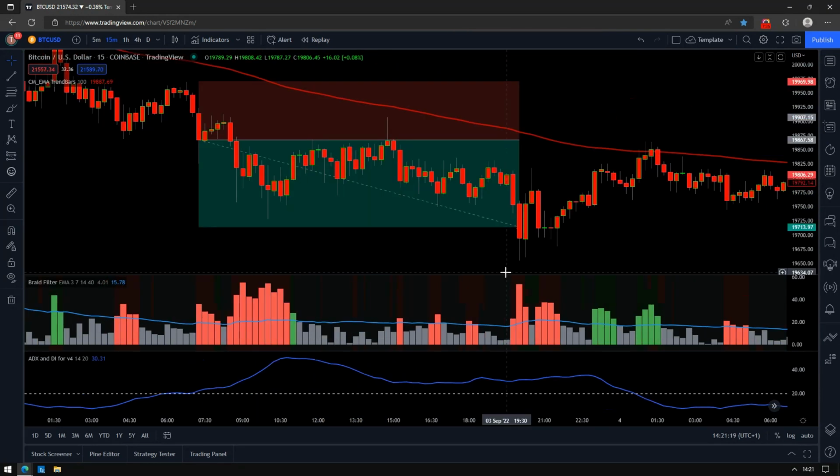So I'm now going to use the back tester on Trader Edge. I'll be doing this on the 15-minute time frame on Bitcoin, and I'll show you the results in a minute.